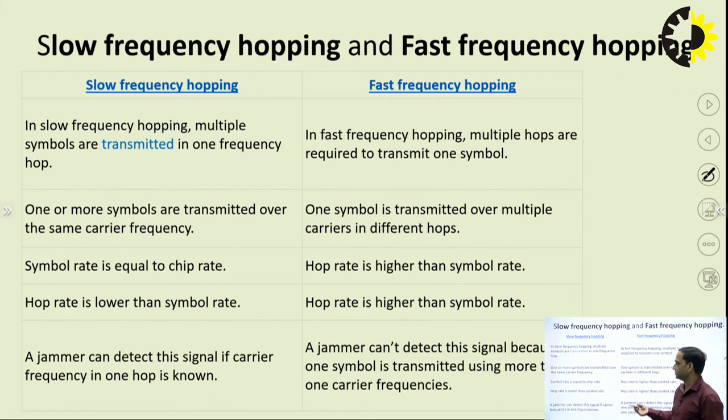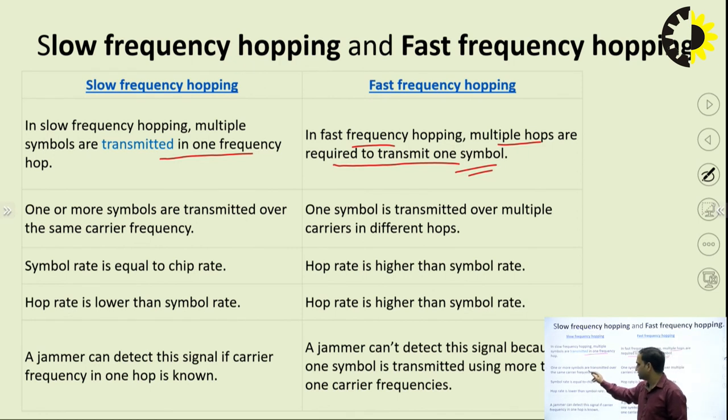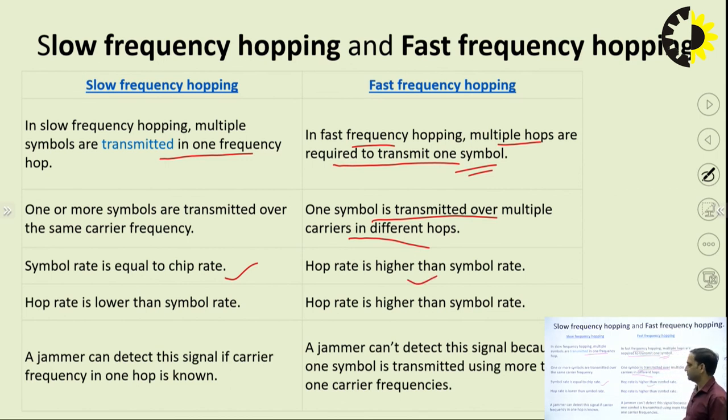What is the basic difference between slow frequency hopping and fast frequency hopping? In short, in slow frequency hopping, multiple symbols are transmitted in one frequency hop, but in fast frequency hopping, multiple hops are required to transmit one symbol only, okay? So in slow hopping, one or more symbols are transmitted over the same carrier frequency, while in fast hopping one symbol is transmitted over multiple carriers in different hops. In slow hopping the hop rate is lower than the symbol rate, and in fast hopping the hop rate is higher than the symbol rate.